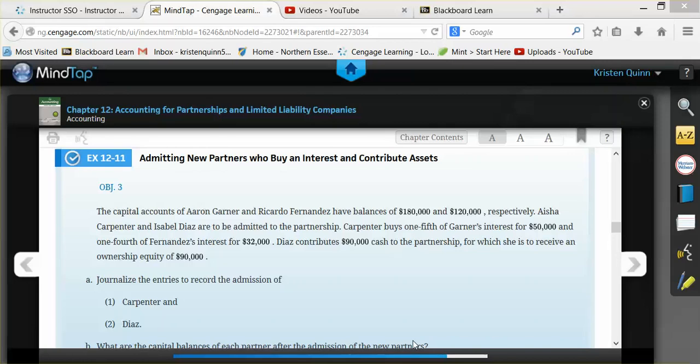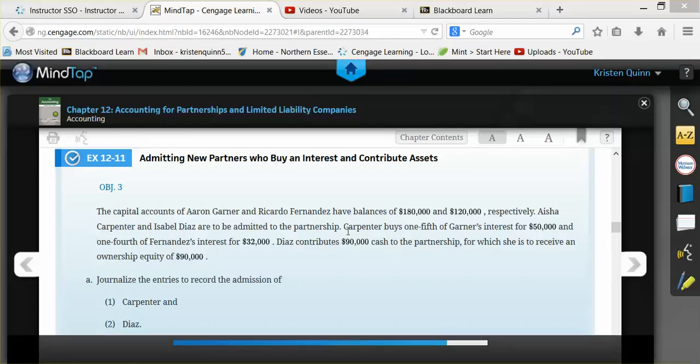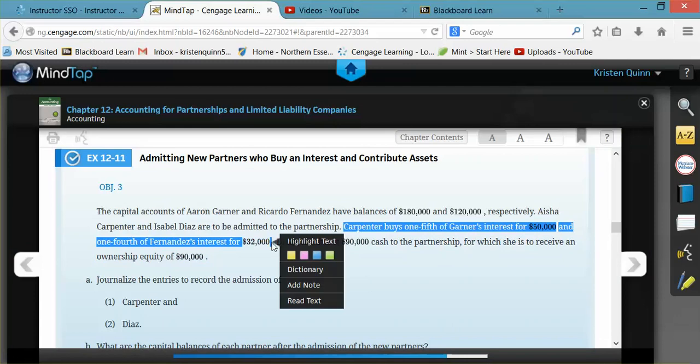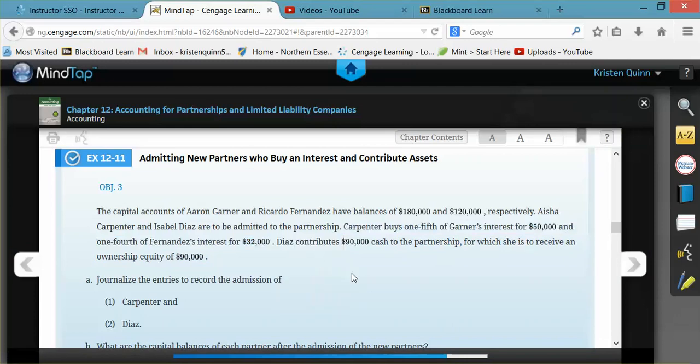So, in this example, we are adding two partners to the existing partnership, and each one is being added differently to the partnership. So let's start with Carpenter. They tell us that Carpenter is going to buy 1/5 of Gardner's interest and 1/4 of Fernandez's. This is telling us that Carpenter is purchasing an interest rather than contributing assets to the partnership.